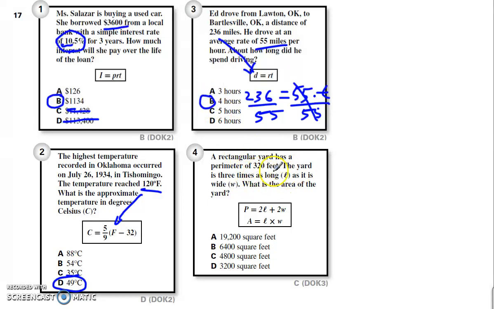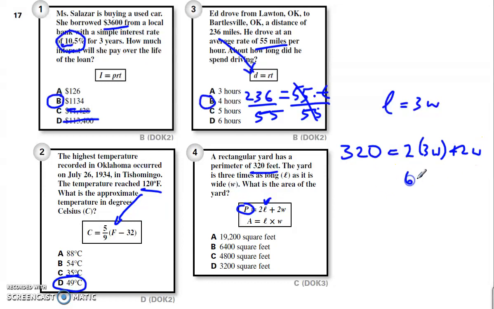And a rectangular yard has a perimeter of 320. So 320, the perimeter, is equal to... the yard is 3 times as long as it is wide. So the length is 3 times the width. L is equal to 3W. So right here, instead of L, I can put in 3W. So 2 times 3W plus 2W. That gives me 6W plus 2W, and that is 8W is 320.